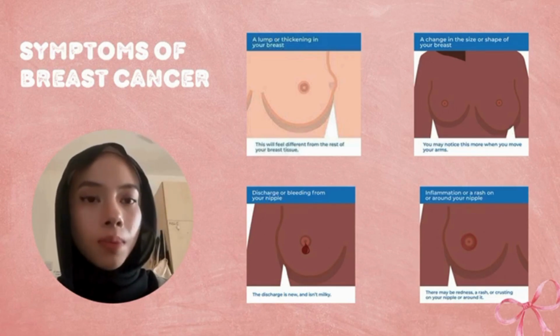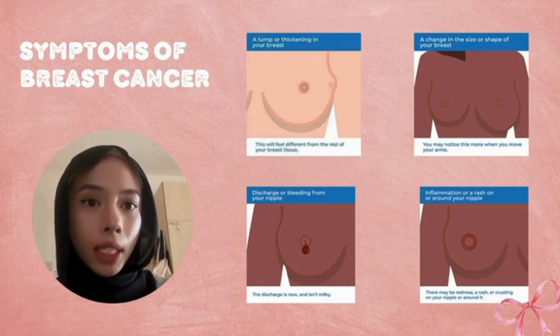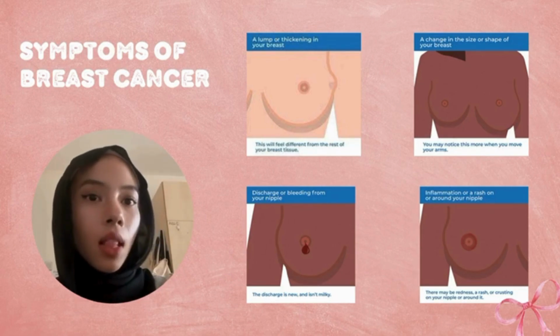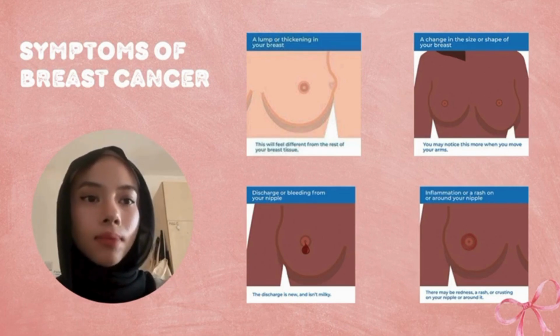The first symptom that you can have from breast cancer is a lump or a thickening in your breast area. The second one is a change in the size of your breast, like your right breast and left breast are asymmetrical. Like the right side is bigger than the left side.